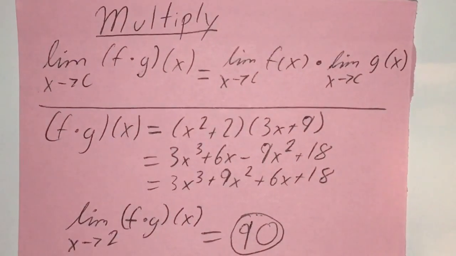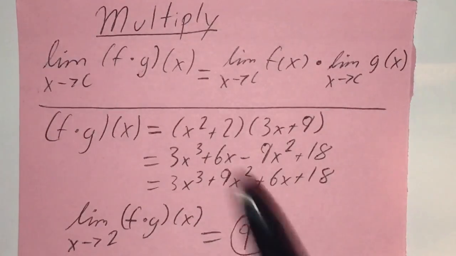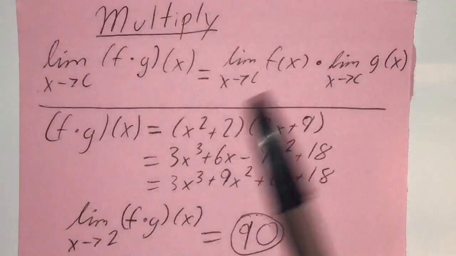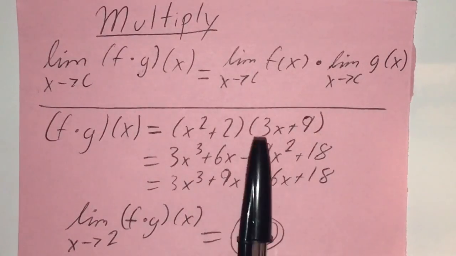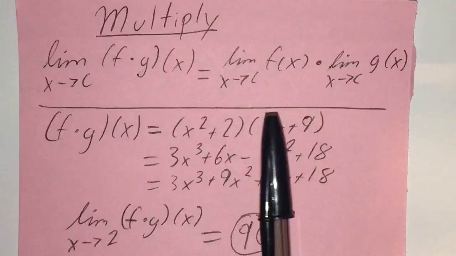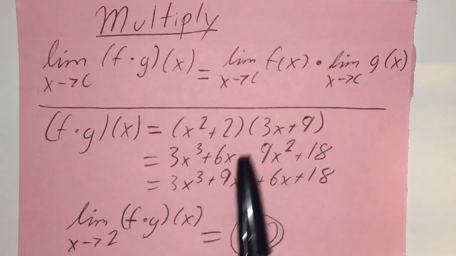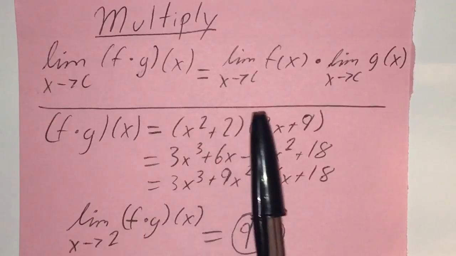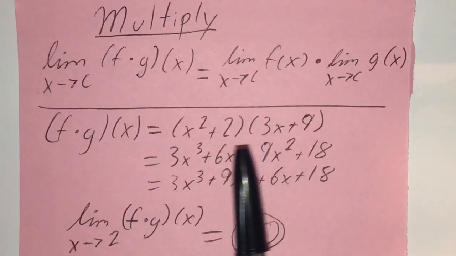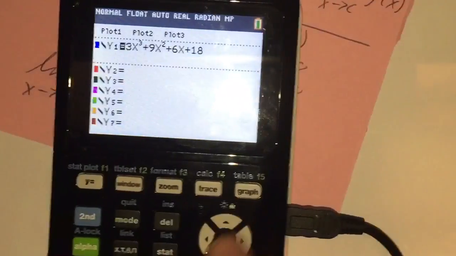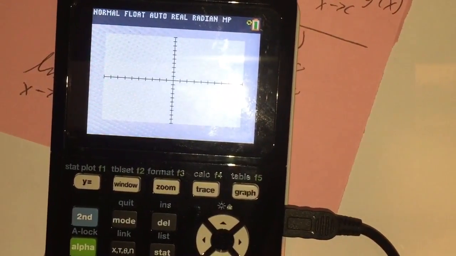Next, we're going to multiply. And it's almost exactly the same as adding and subtracting, except you're going to multiply f of x by g of x. What you're going to do is kind of factor it almost. So x squared times 3x is 3x cubed, and x squared times 9 is 9x squared. 2 times 3x is 6x, and 2 times 9 is 18. Now I put that into the calculator, and we're going to hit graph.